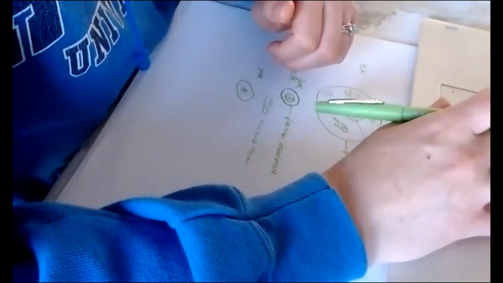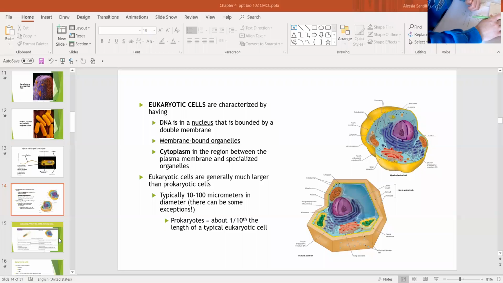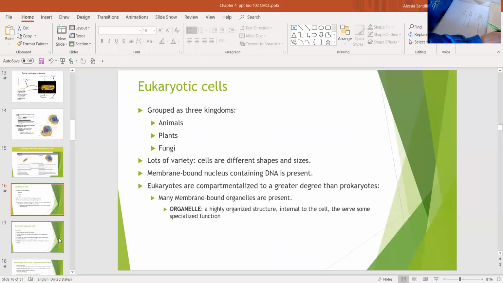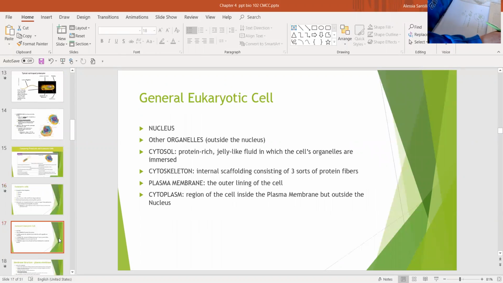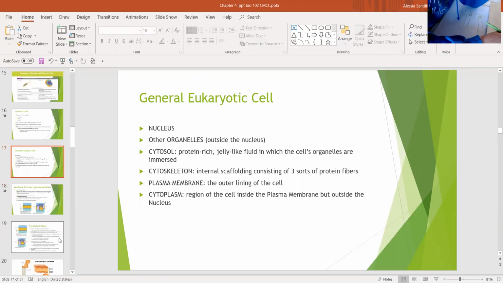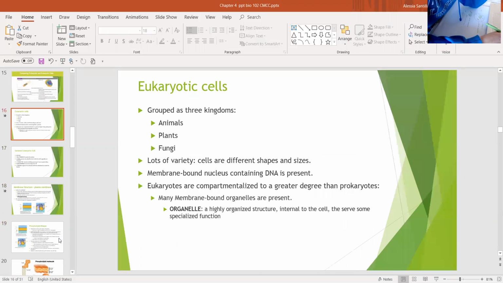So I think this is where I'm going to stop for now, and then in the next parts of the chapter, we're going to go in and actually look at the eukaryotic cells and what makes up the different features of the eukaryotic cells, and just generally different features of all other things as well. Okay, so I'll see you guys in the next video.